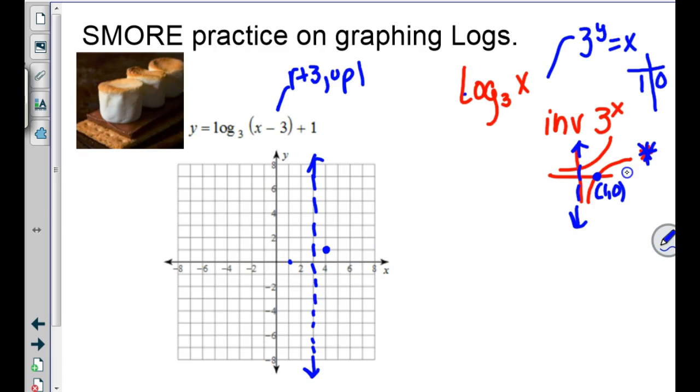And can we maybe find one more point at least? If we had this original function and we put in a, let's go with a 1, for the y value, 3 to the first would have been 3. So we'd have had 3, 1 right here. If we move it 3 more to the right and up 1, I think I did that right. All right, so I'm thinking this is our sketch.